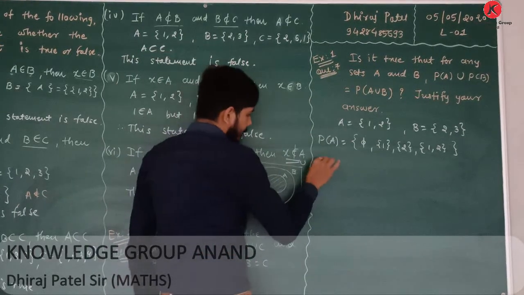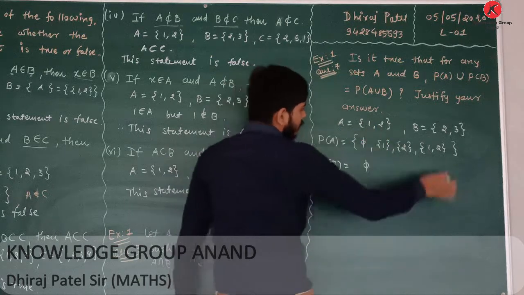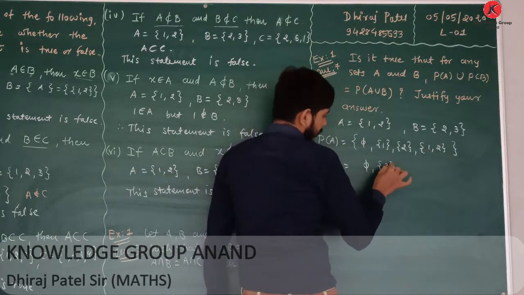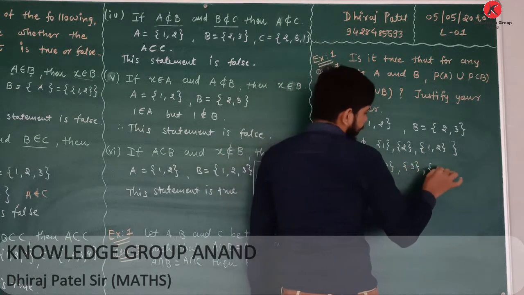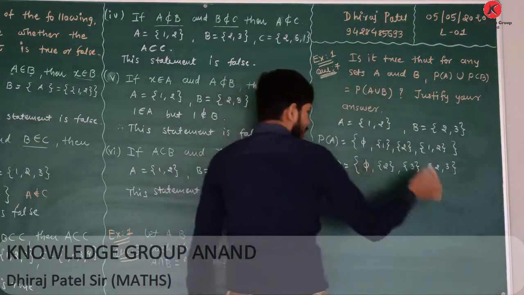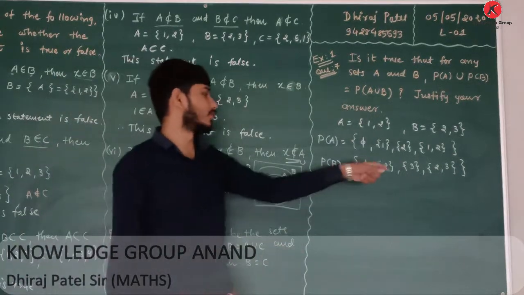Now find the power set of B. For the power set of B, list out all the subsets of set B. We know that phi is always a subset of any set. Then {2}, {3} and the set itself, that means {2, 3}. Now put all these subsets in curly brackets, then power set of B is ready.